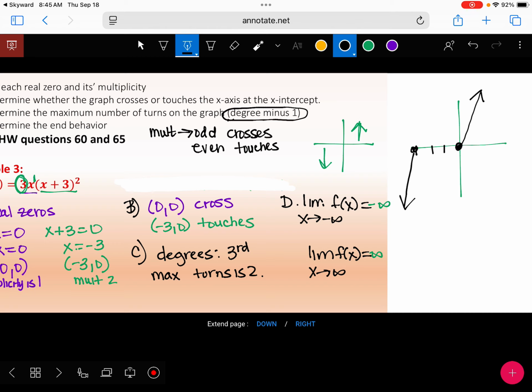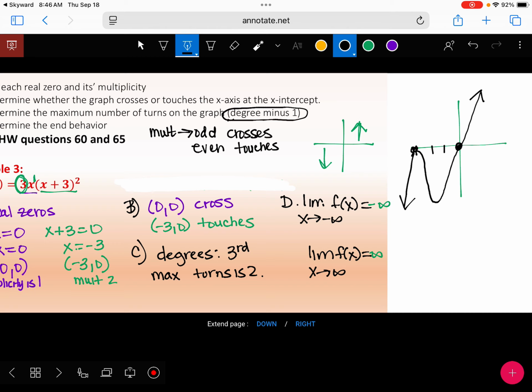So the question is, what is it doing in between? Because the negative 3 is an even multiplicity, the graph is not going to go through it. It's just going to come up, hit that point, and then bounce back down. So the graph is going to come up, hit the negative 3, then bounce back down, make a U-turn somewhere, and then come back up and go through at the 0, 0. That's what that means.